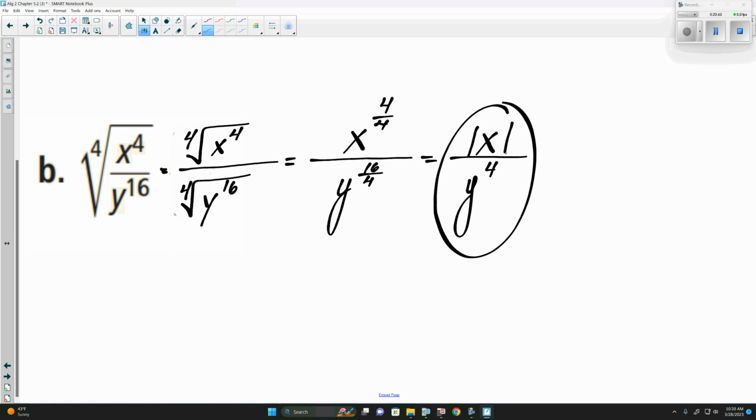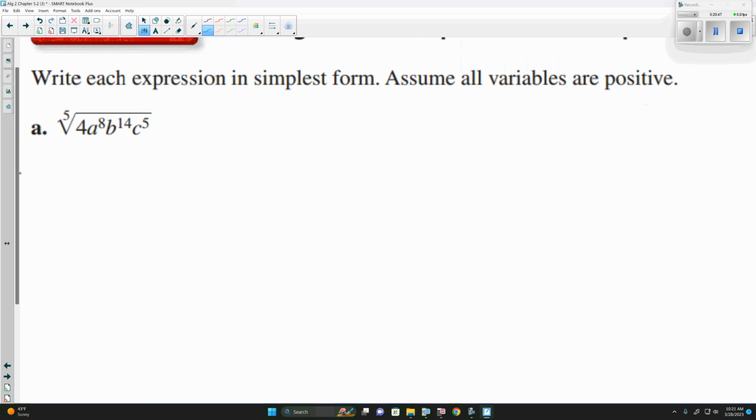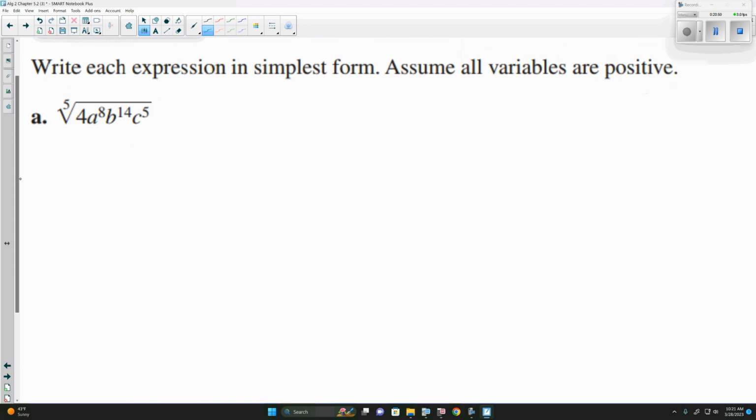Questions on any of this here? Rewrite each expression in simplest form. Assume all variables are positive.